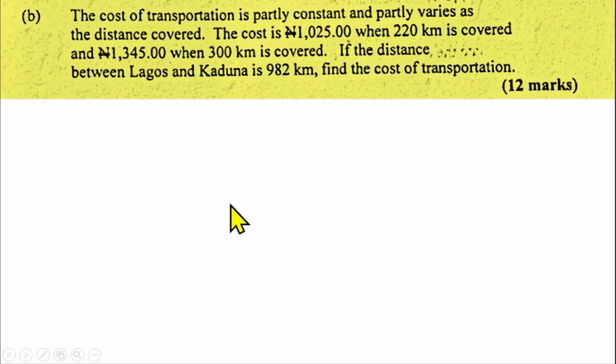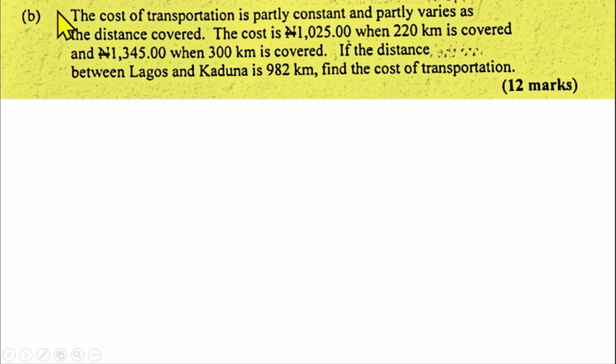Question number 7b is from variation. We are told that the cost of transportation is partly constant and partly varies as the distance covered. The cost is 1025 when the distance is 220 kilometers, and the cost is 1345 when 300 kilometers is covered. If the distance between Lagos and Kaduna is 982 kilometers, find the cost of transportation.